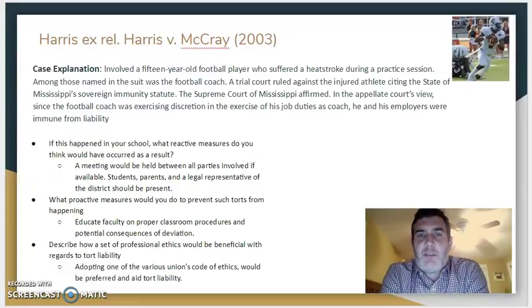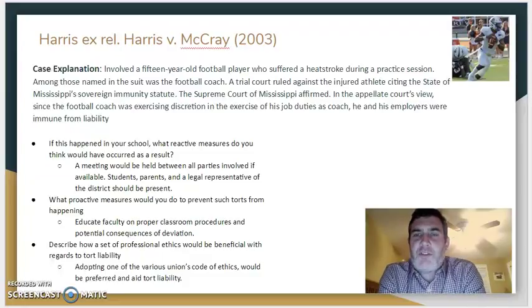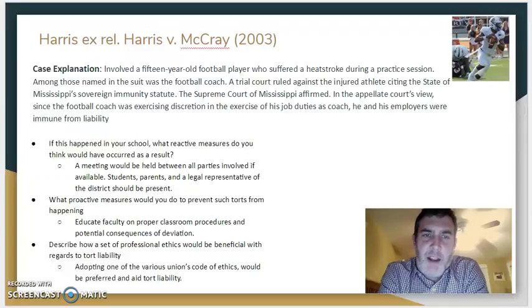As it's said in the readings, in most cases courts find for the school district. So if this situation were to happen, what would you do?